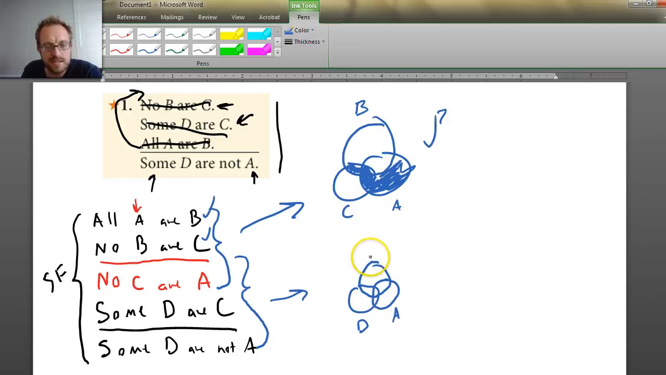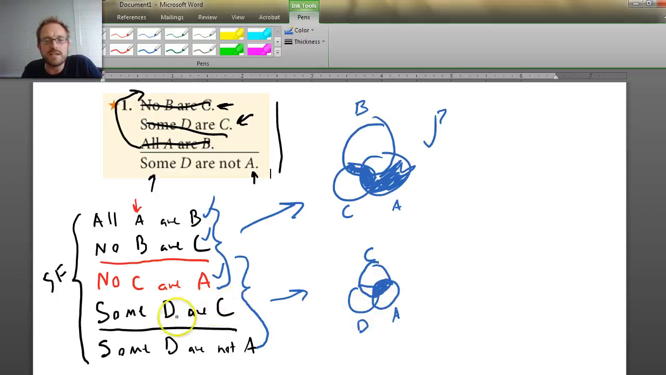Let's see here. C, okay? So my middle term is C here. Now, let's diagram this. If no C is A, if none of the C's are A's, then that means I have to fill in the little football spot between the C's and A's. So all of the C's are separate from all of the A's.